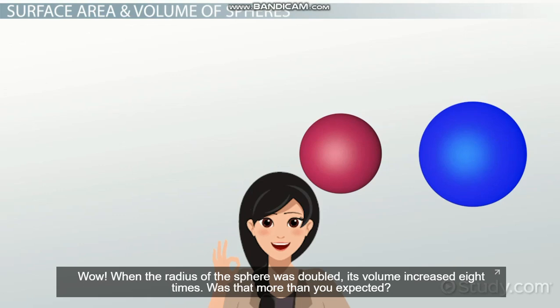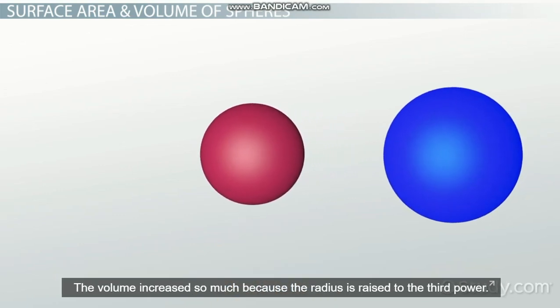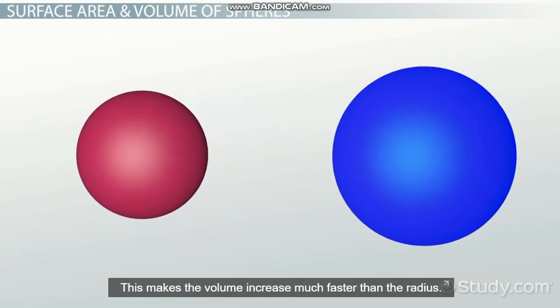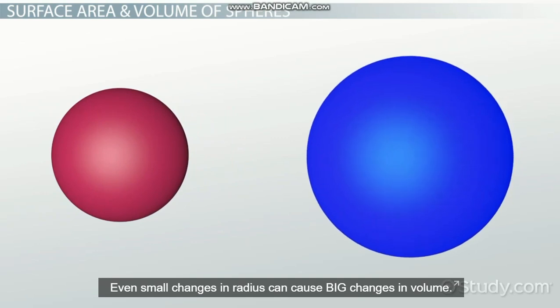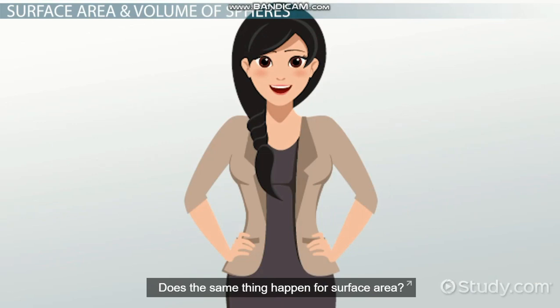Was that more than you expected? The volume increased so much because the radius is raised to the third power. This makes the volume increase much faster than the radius. Even small changes in radius can cause big changes in volume. Does the same thing happen for surface area?